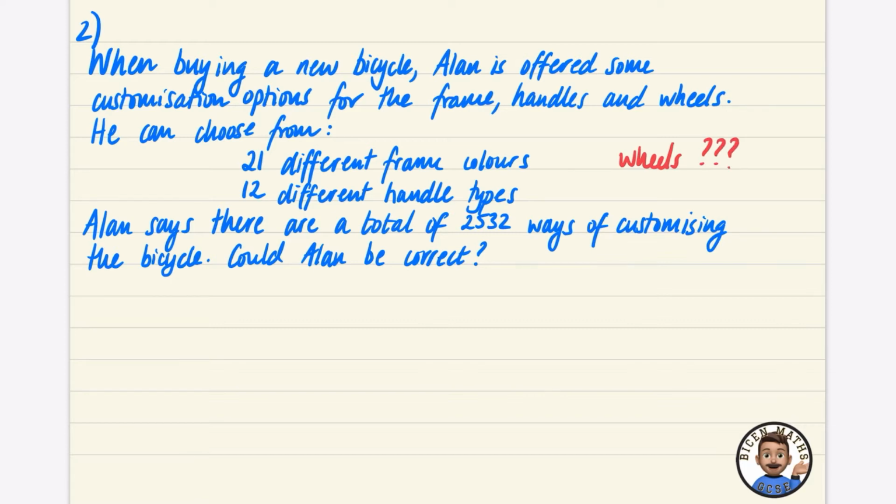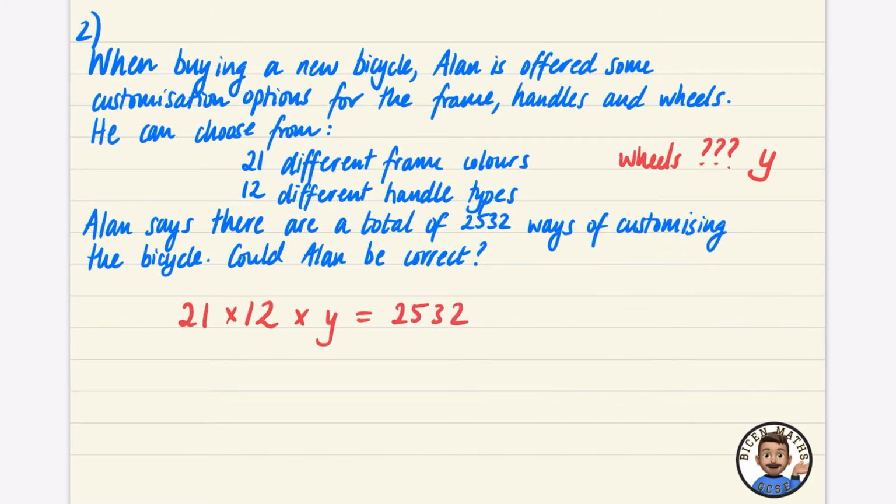So again, I think this is kind of like a type 1 question because you can pick any of these and they're not going to interact with each other. You can't have the same customizations because they're all different things. So Alan thinks that 21 multiplied by 12 multiplied by the number of wheel options, again I'm going to use the letter Y for it, could be 2,532.